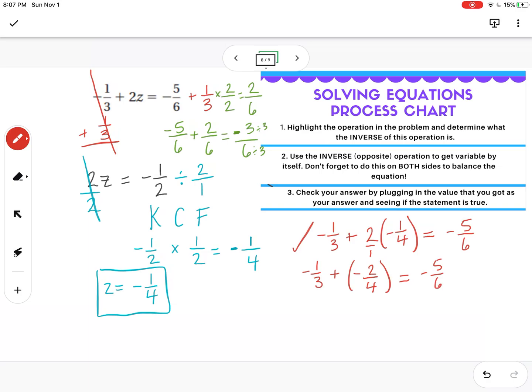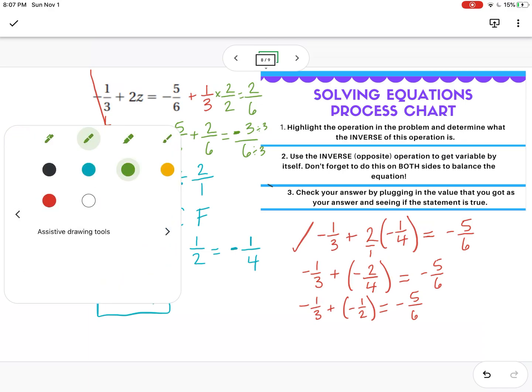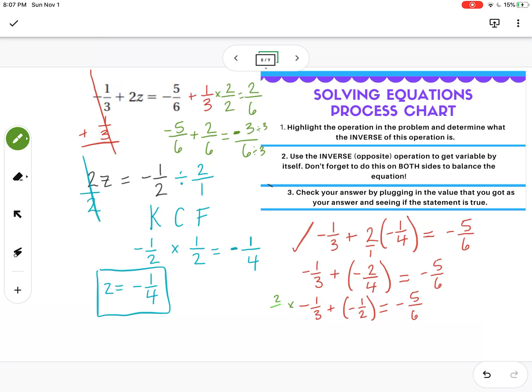Equals negative 5/6. Once again, we're going to have to simplify. Remember, this simplifies to negative 1/2. So negative 1/3 plus negative 1/2 equals negative 5/6. And same thing, I'm still going to need common denominators. So how about we multiply this side by 2/2 and the other side by 3/3. So I'm going to do it in my head real quick. 2 times 1 would give me negative 2/6 plus 3 times 1 would give me negative 3/6 equals negative 5/6.